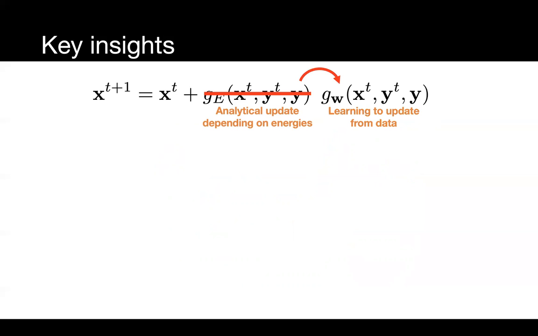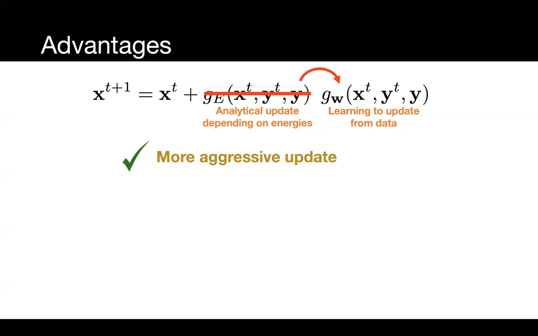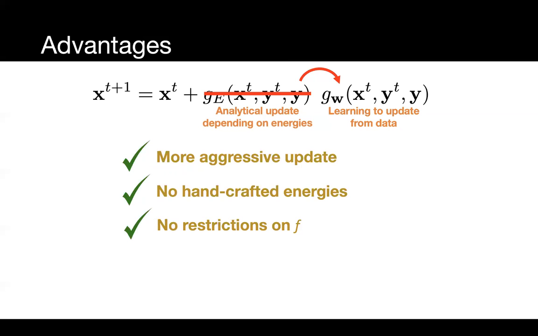This brings us several benefits. First, the learnable function G allows us to make more aggressive updates so that we can reach the ideal solution in a few iterations, as we have seen a few slides before. Second, the data-driven formulation allows us to get rid of the handcrafted objectives and also all the restrictions on the forward process. Finally, different from classic learning-based methods, we also explicitly consider the feedback signal from the previous iteration so that we know how close we are to the ground truth and can adjust the update accordingly.